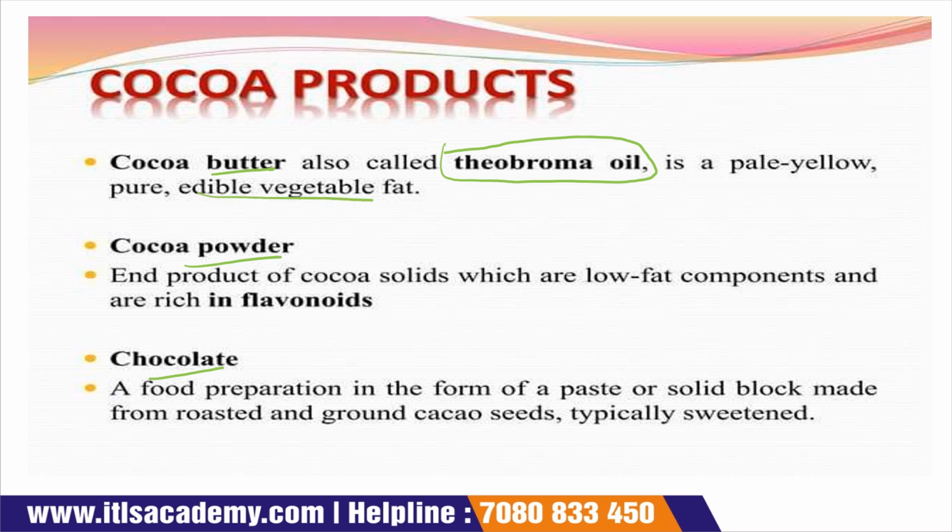Cocoa powder is the end product of the cocoa solids, and it is a low fat component and rich in flavonoids. What is chocolate? It is a food preparation in the form of paste or solid blocks made from roasted and ground cocoa seeds, typically sweetened. How cocoa butter and cocoa powder are formed and what their applications are, we will discuss in the next lecture. Here we only discussed the production of cocoa beans.